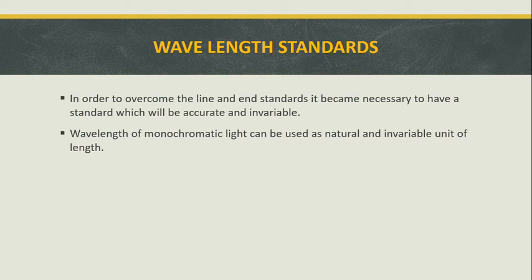Wavelength of monochromatic light can be used as a natural and invariable unit. With the help of the wavelength of a monochromatic light source, we are able to find the length, which is an invariable unit. That is called the wavelength standard.